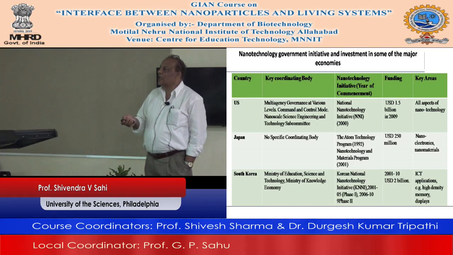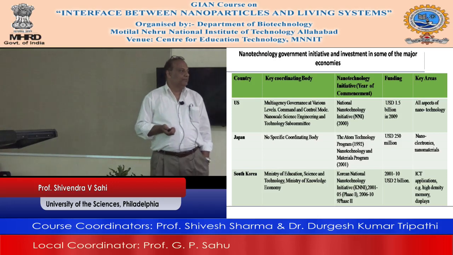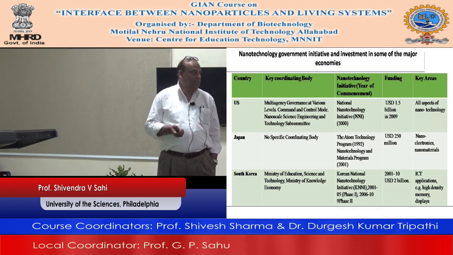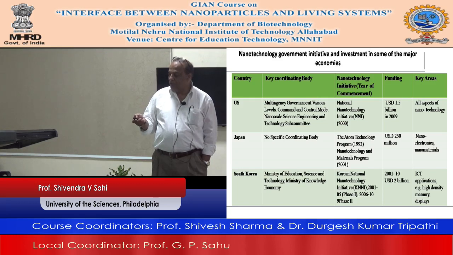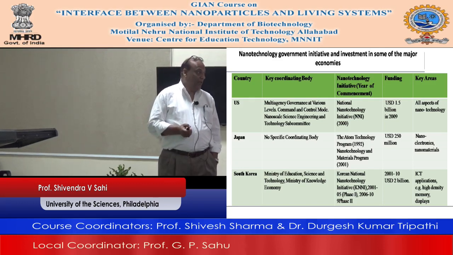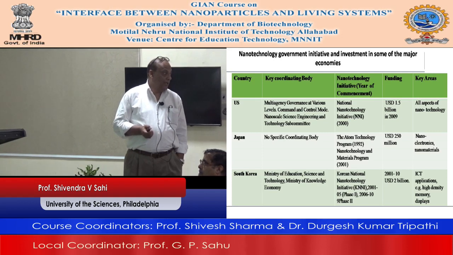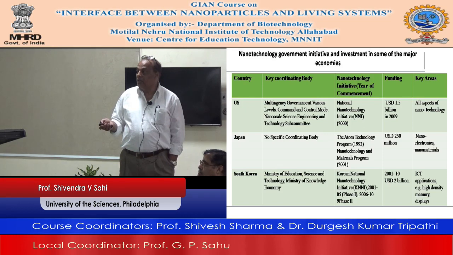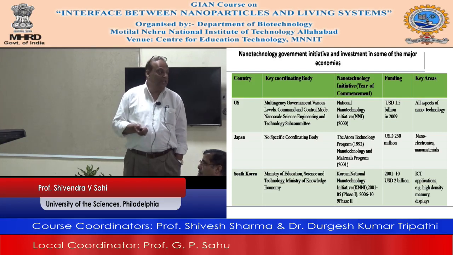Japan, you can see that they started with a small amount, $250 million, only for certain areas, nanoelectronics and nanomaterials. If you look at South Korea, it is pretty well advanced, I tell you that. You will find later on that it is pretty well advanced compared to any other countries here. Some of their ministries are involved as the key body funding it, and they started with only $2 billion, higher than the U.S.